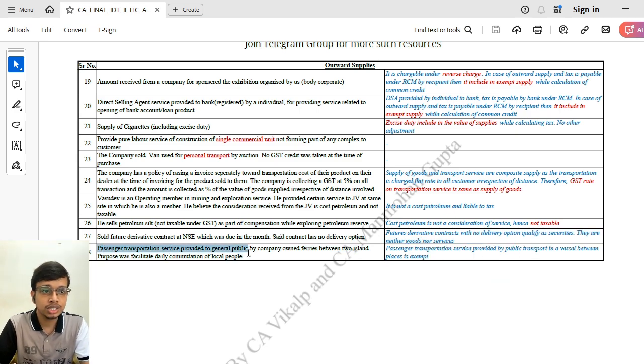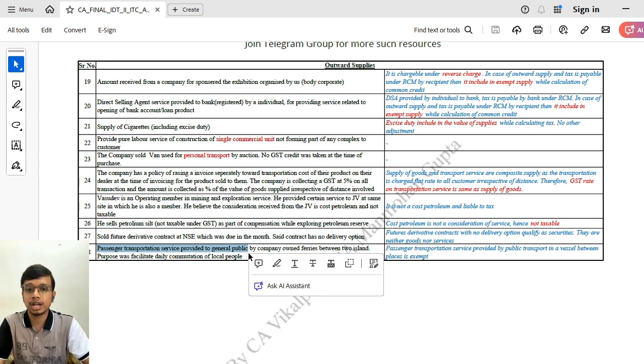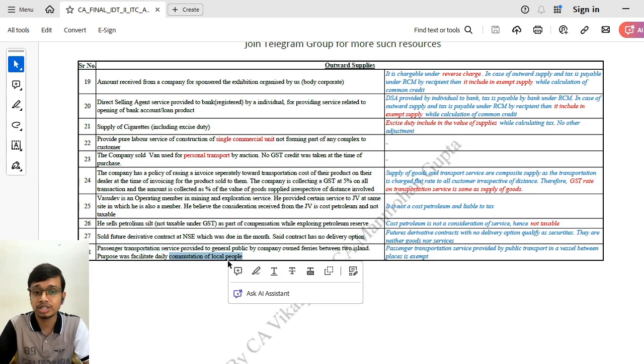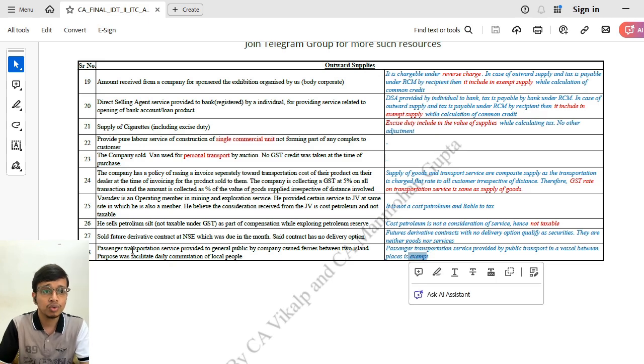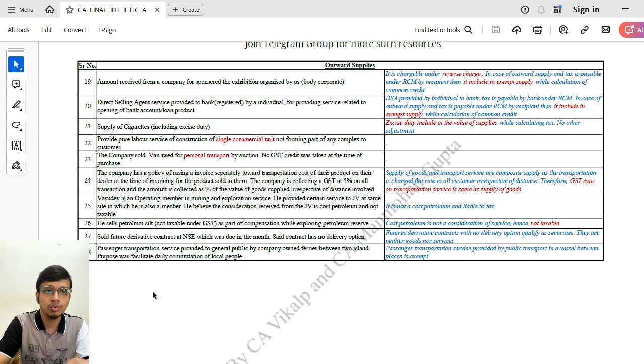28th: passenger transportation services provided to the general public by a company through ferry between two islands, and the purpose was to facilitate daily commutation of local people. It is a normal service provided by the company, like a ferry provides commutation to people, like normal bus services. So it is considered as an exempt supply because passenger transport services for daily commutation of local people is exempt. So that's all for outward supply. In this we have covered all the adjustments of outward supply.